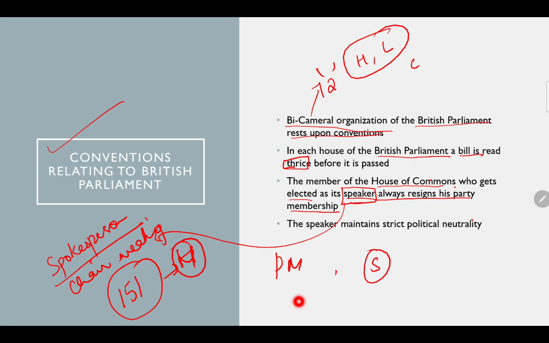He keeps the time frame about who must speak how many minutes, and what the debates are. If the house falls into a chaotic situation, the speaker is the one who moderates everything and disciplines the meeting. The speaker always resigns his party membership. The speaker maintains strict political neutrality, meaning he or she should be politically neutral. There should not be any bias in any judgment. He should give judgments by hearing both sides whenever something is debated in the British Parliament.